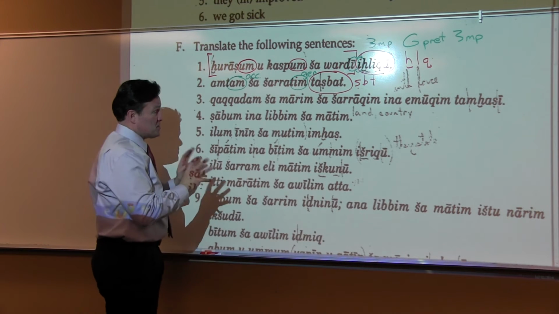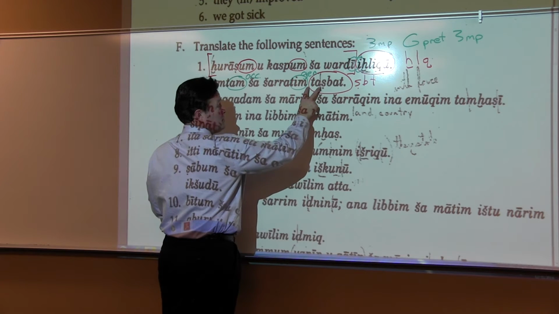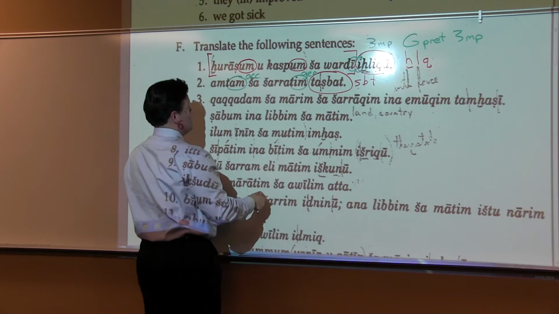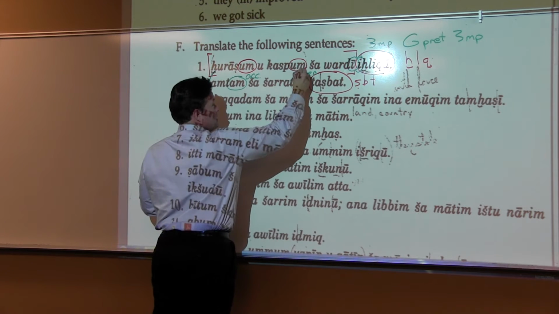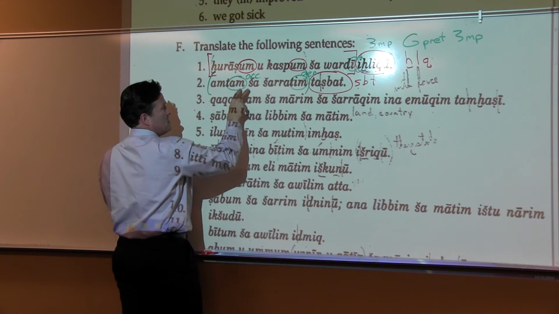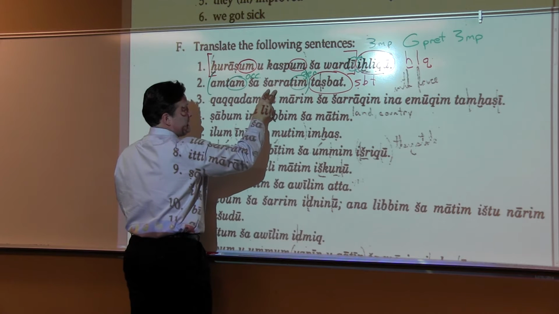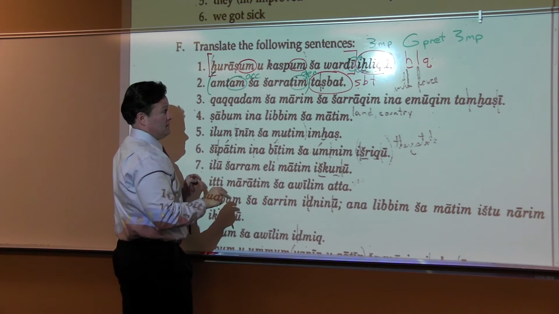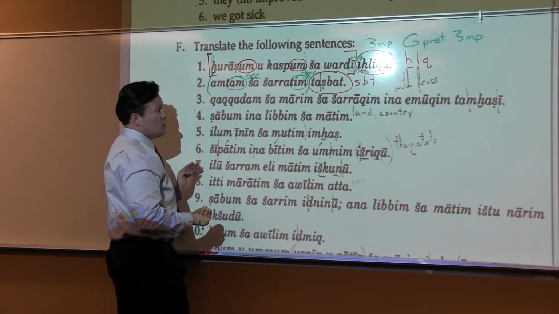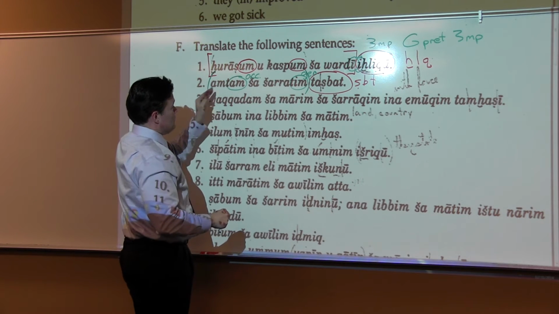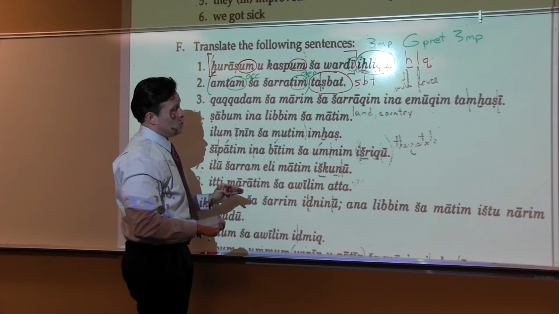So the subject is you, as marked by ta. So we have this phrase, the female servant of the queen, that is the object. The subject is you, and this is the verb. You seized the female servant of the queen.